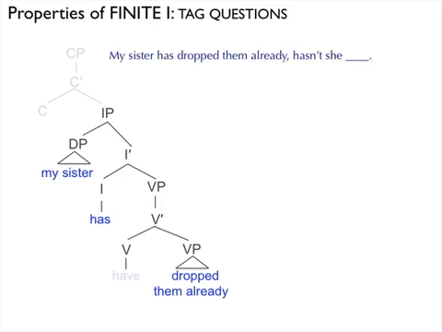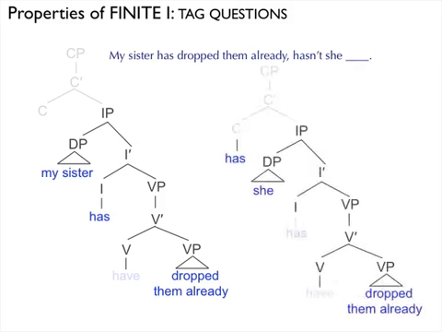Okay, so we end up with "my sister has dropped them already," and then we want to make it into a tag question, so we're going to do I-to-C movement, getting "has" going up into the C slot, having "she" in the tag question, and then notice the traces of that.